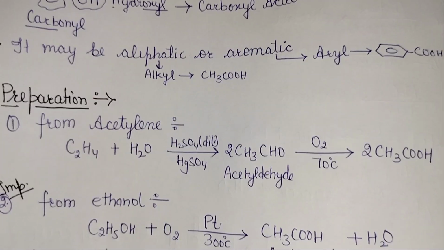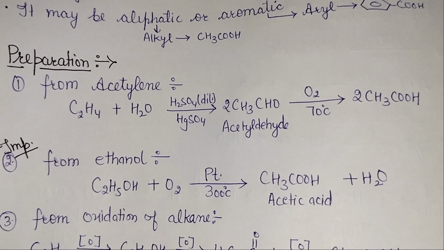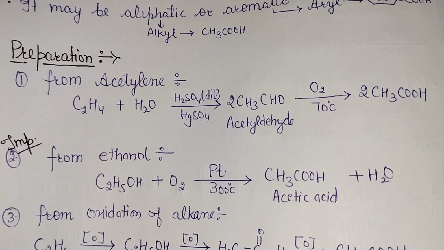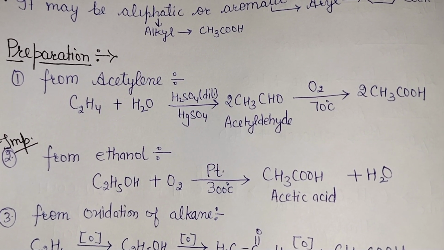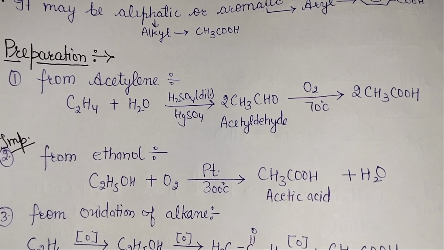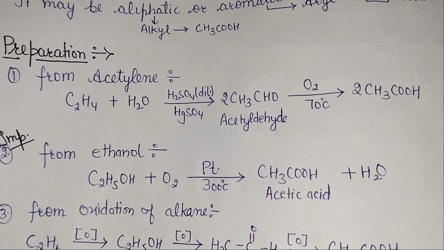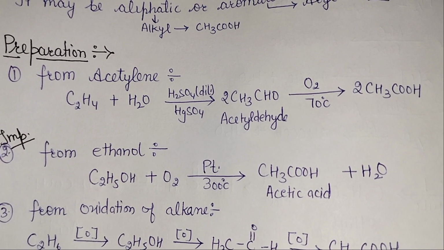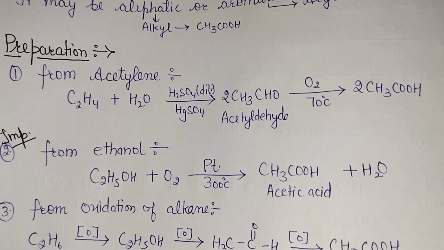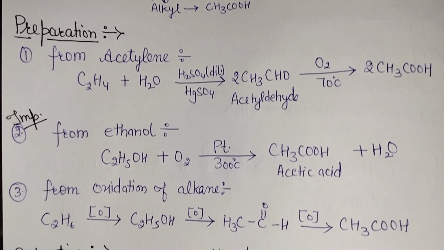Now come to the preparation. The first preparation is from acetylene. Our C2H2 will react with water in the presence of dilute H2SO4 and catalyst HgSO4 to form acetaldehyde, and then this acetaldehyde is further oxidized in the presence of 70 degrees Celsius temperature to form ethanoic acid.